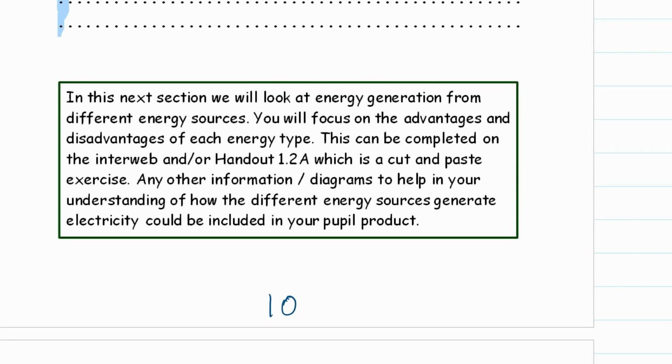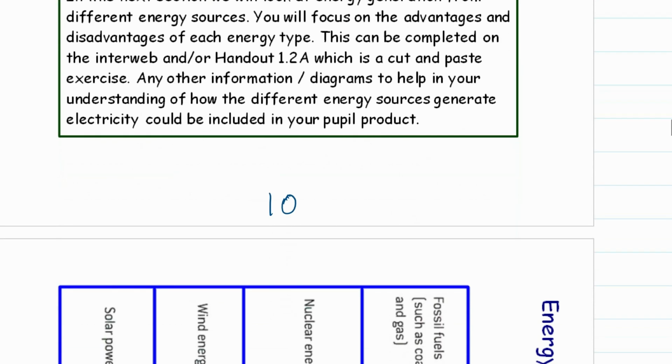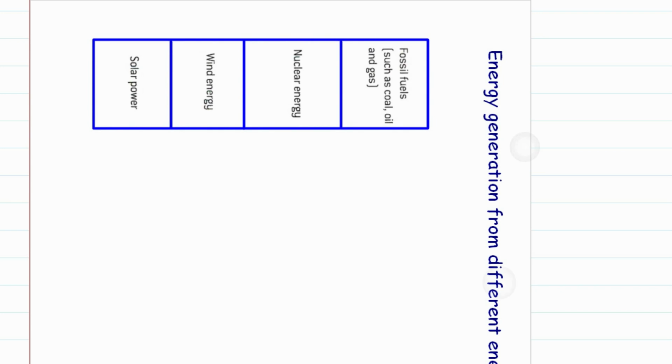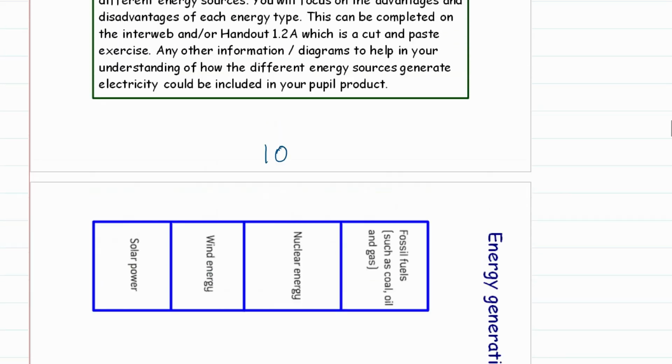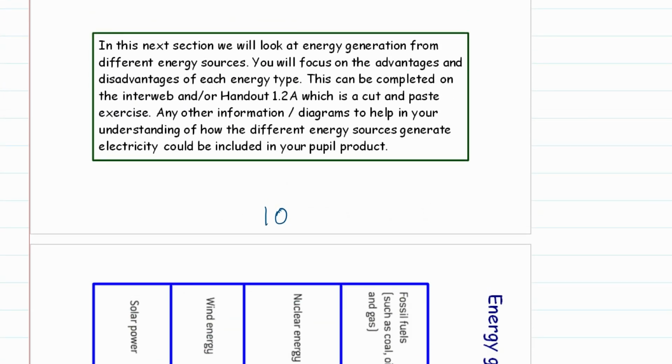Right, when you've completed that, then there's one main activity for today, and that's comparing the different ways of generating electricity, solar, wind, nuclear, and looking at the advantages and disadvantages of each. You'll be given a handout, a cut and paste activity to match the advantages and disadvantages of each from the handout and stick it in your book.